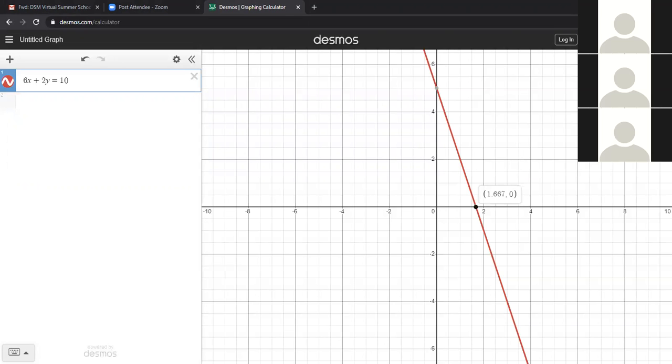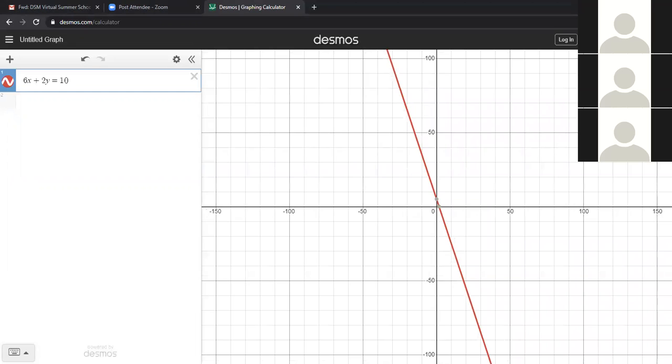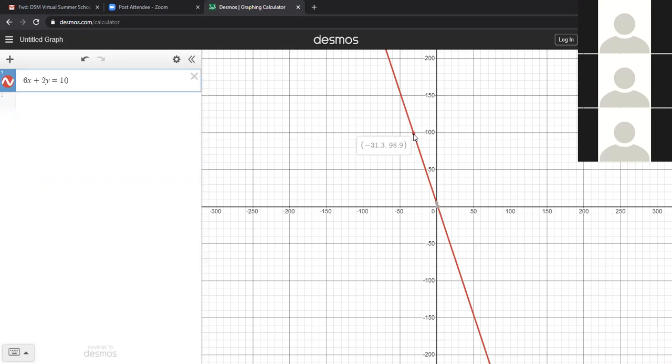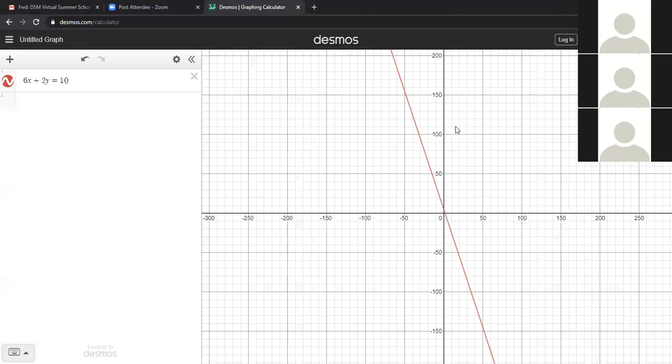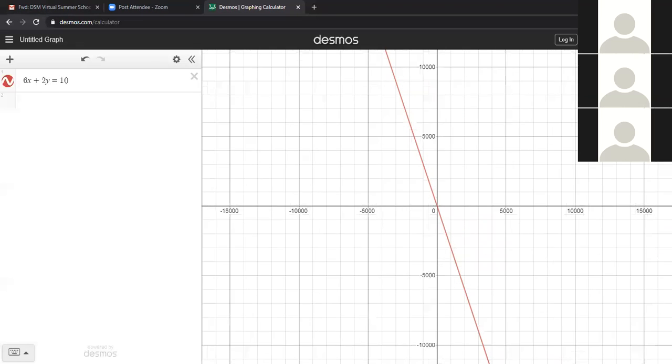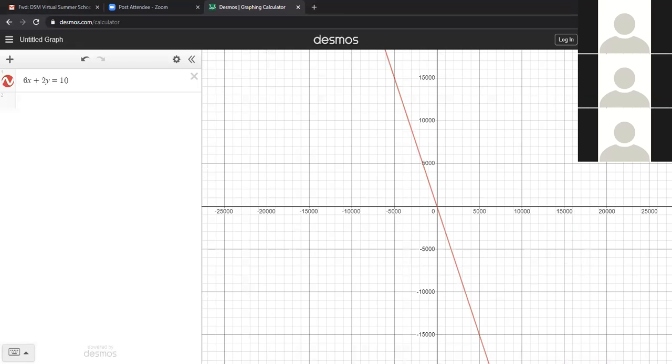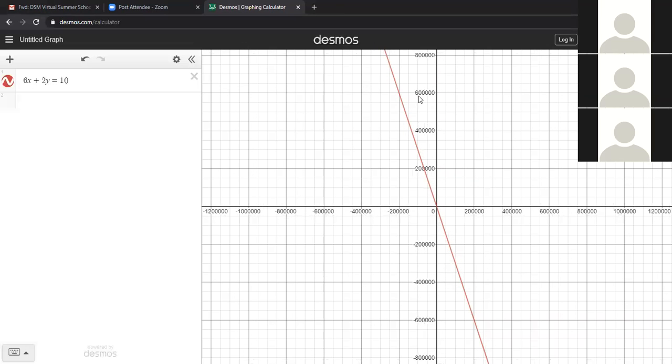Okay, so I'm gonna zoom out of this graph and we'll see what's gonna happen. So this line keeps going on and on and on. Here at 100, we have a point, they're actually going in decimal places. You're gonna see how far it goes. Here at 15,000, we have a point. Here at 600,000, we have a point. So the line goes on forever and ever.